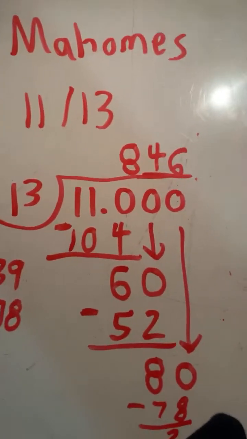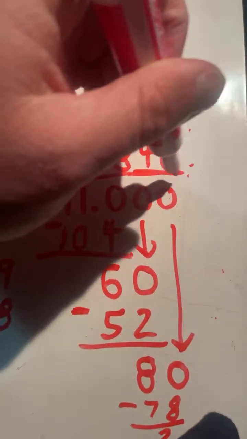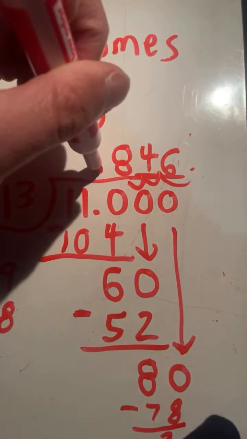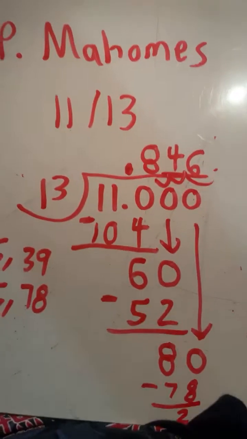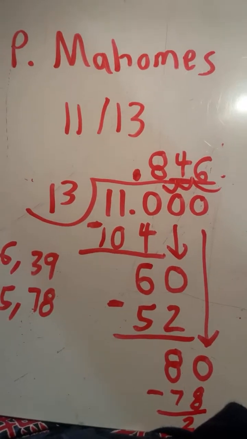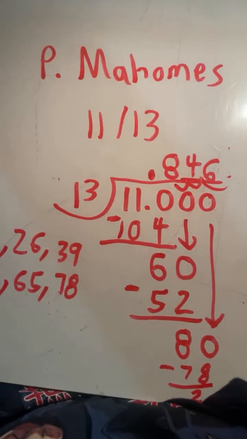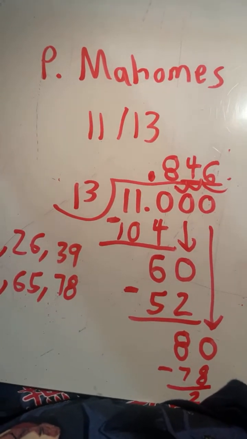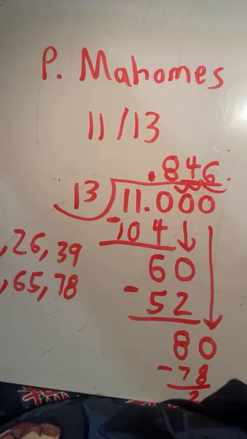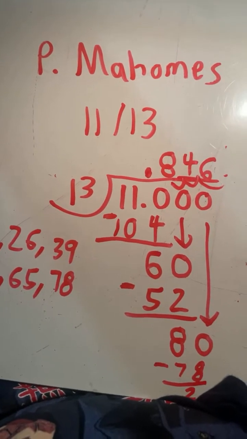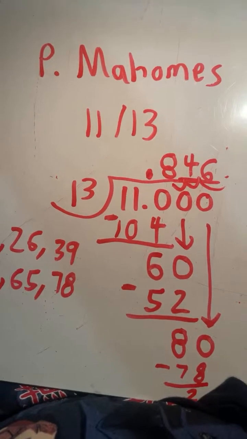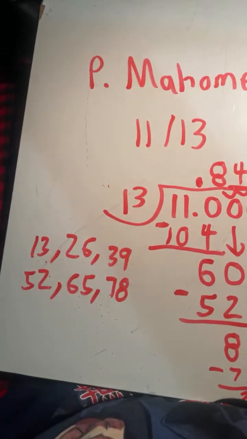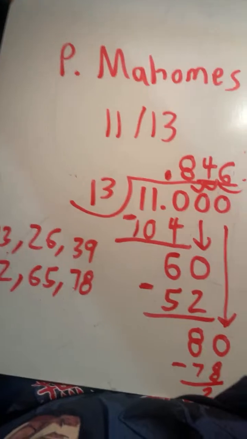So now I'm going to move the decimal over 3 places. 1, 2, 3. So 0.846 is Patrick Mahomes' completion percentage. 846 thousandths, or 0.846. So that rounds to 84.6%.